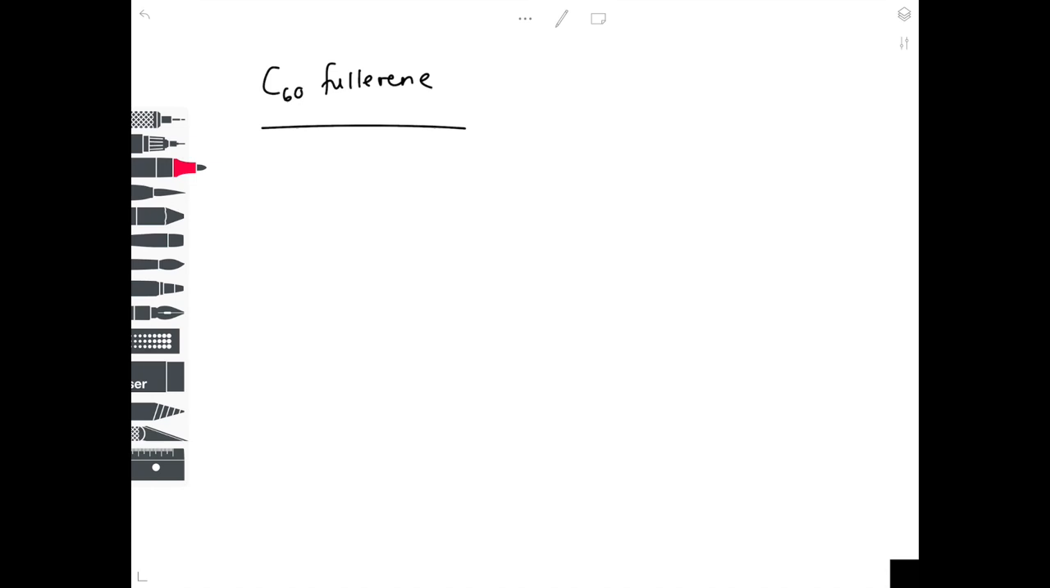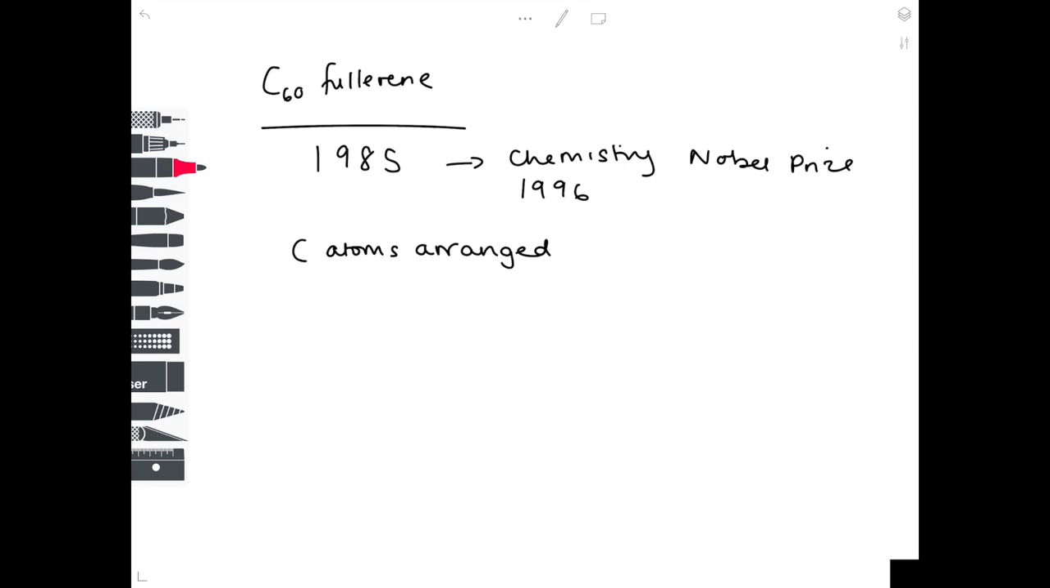Let's now take a look at C60 fullerene, which compared with things like graphite and diamond is a far more recent discovery. And actually this recent discovery was discovered in 1985, and the scientists went on to actually win the Nobel Prize in Chemistry, which is a pretty big deal, in 1996. What they noticed was that the carbon atoms were arranged in closed shells. And that the number of carbon atoms varied, which meant you actually ended up with either C60 and C70, with far more C60s being made.